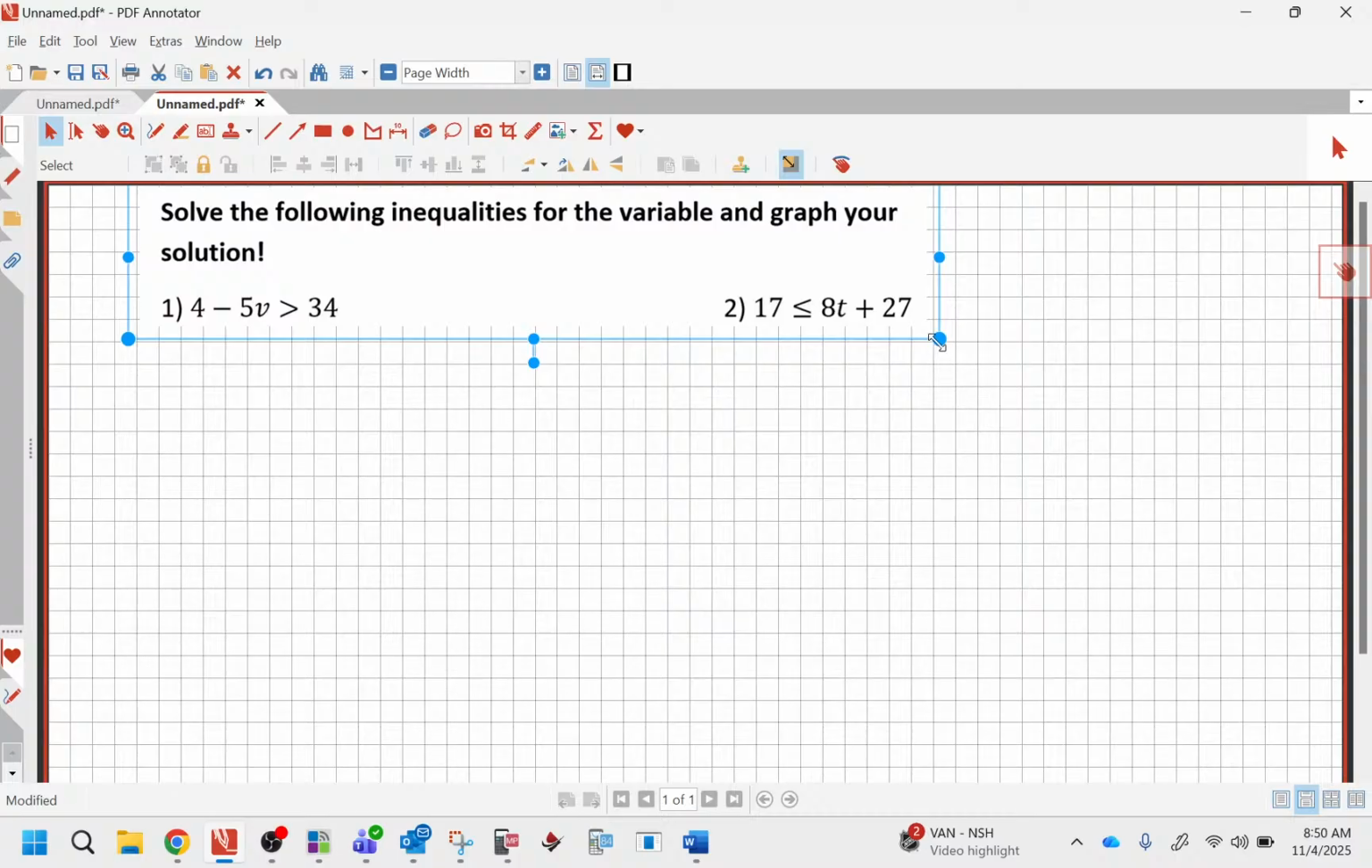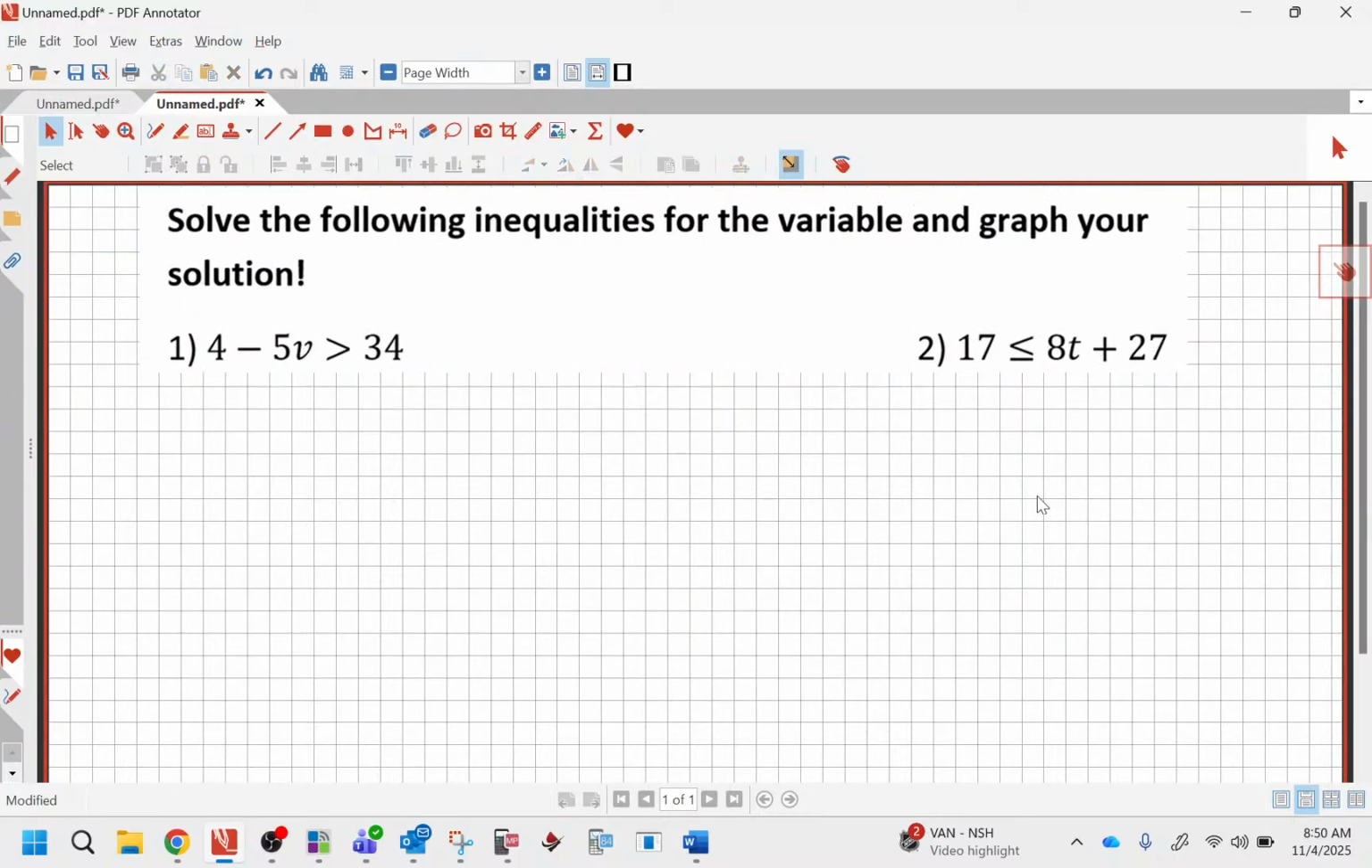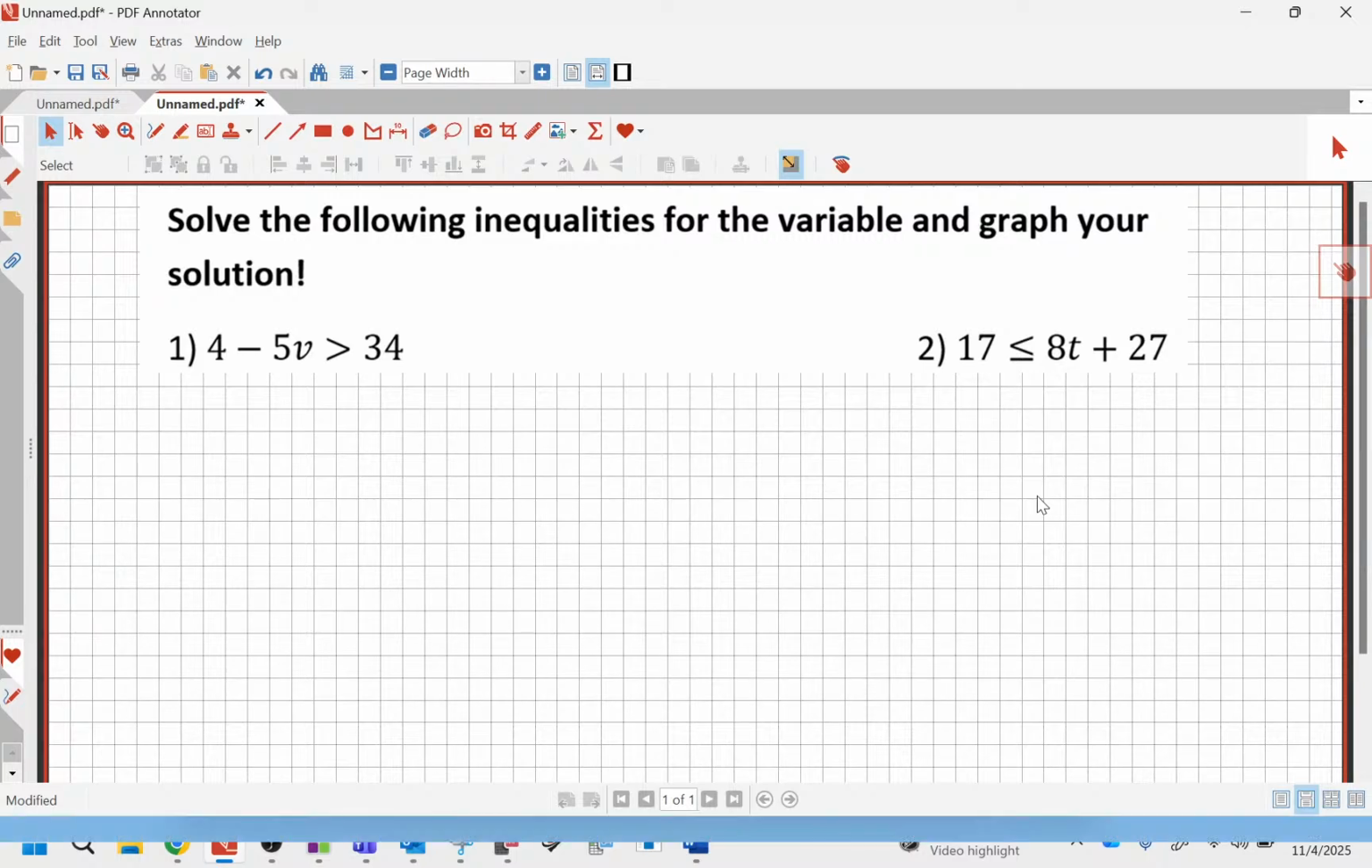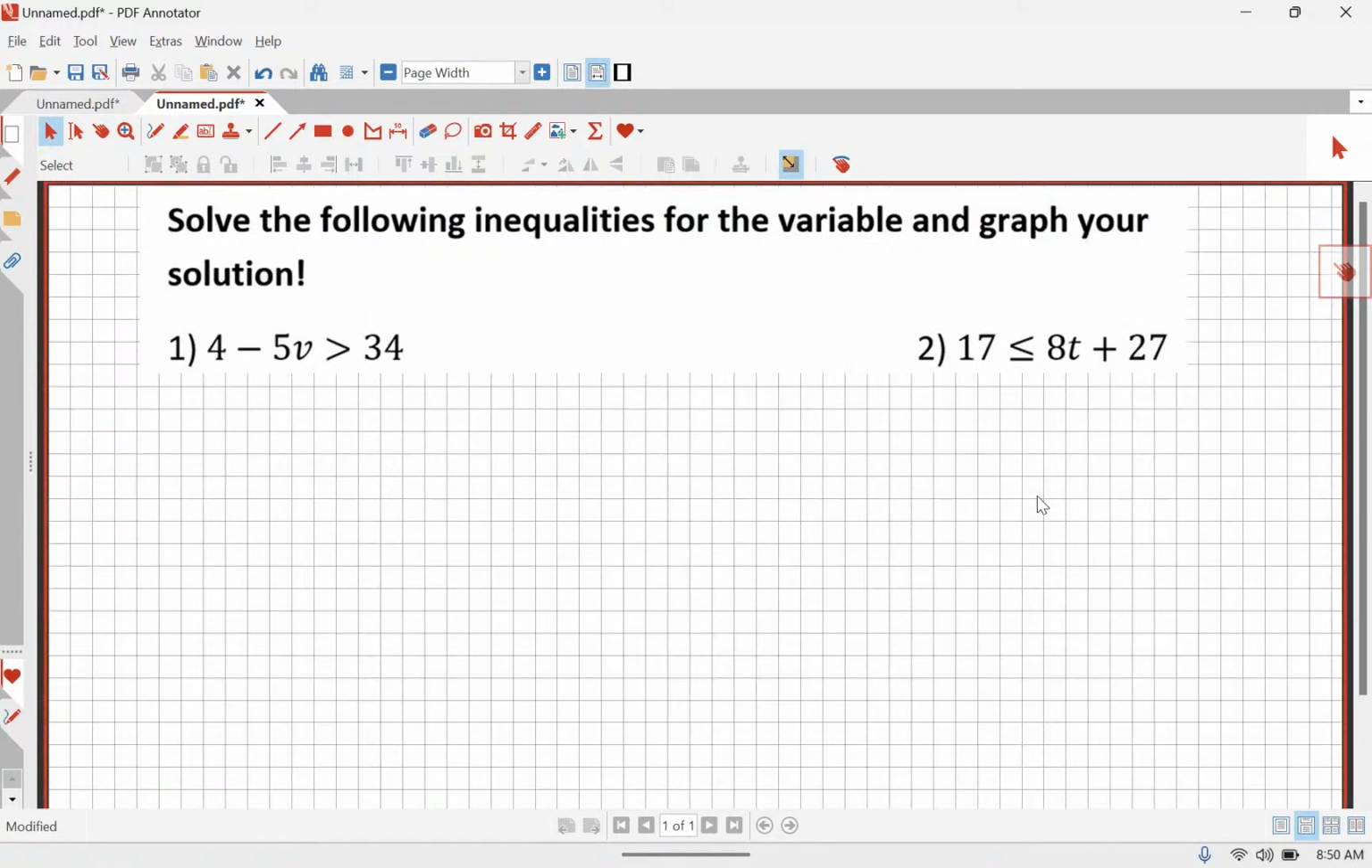Okay, so we've got these two inequalities, and again, the steps to solving an inequality are literally the same steps as solving an equation. What we have to do is make sure that if we multiply or divide both sides by a negative, then we have to flip the inequality. So Henry, talk me through the steps on solving number one and tell me when I should or shouldn't flip the inequality.